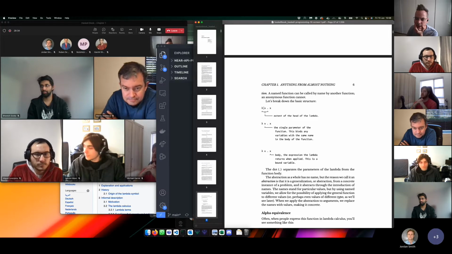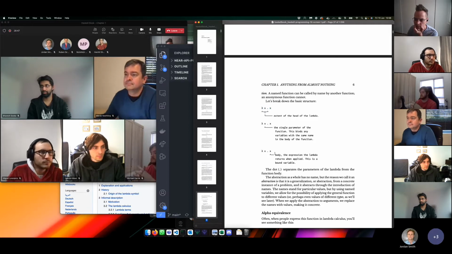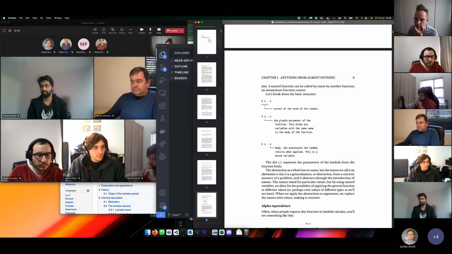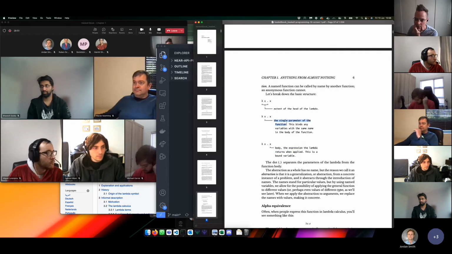Okay, so now it's just defining the bits of it. It's saying this first part is the head. So the head is this part, the magical symbol that's always there, the lambda, up to the dot. Everything after the dot is called the body. Great. The single parameter of the function. So all functions take single parameters.